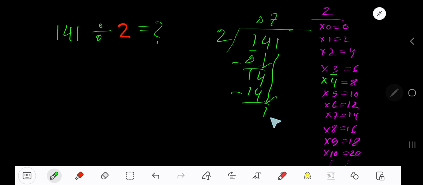0 1 means 1. 2 goes into 1 how many times? 0 times, as 1 is less than 2. 0 times 2 is 0, subtract from 1. So our remainder is 1. So our answer is 70, remainder 1.